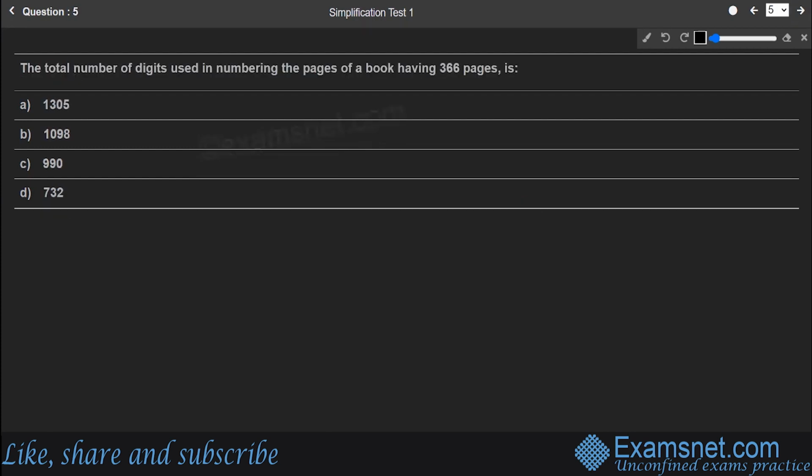Now, the total number of digits used in numbering the pages of a book having 366 pages. What do we do in these types of problems? There are 366 pages, so the book would have started being numbered as page number 1, page number 2, page number 3, and so on till page number 9. So these will be the single digit numbers.